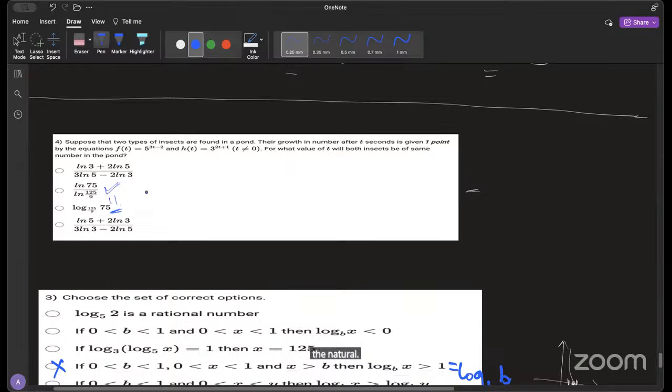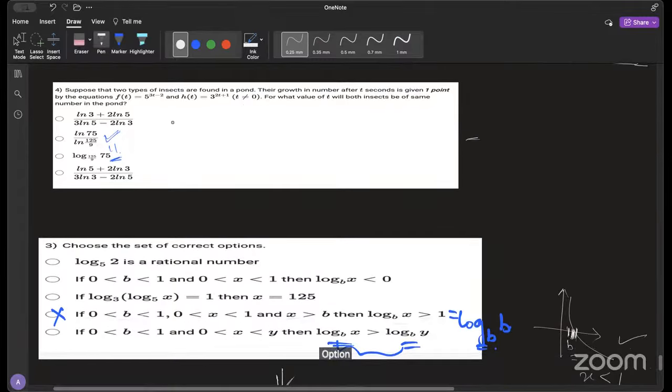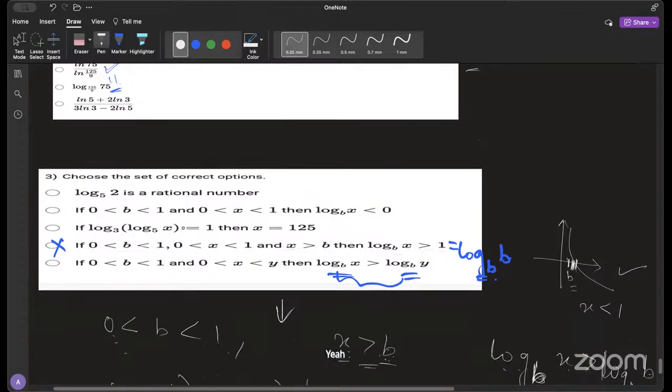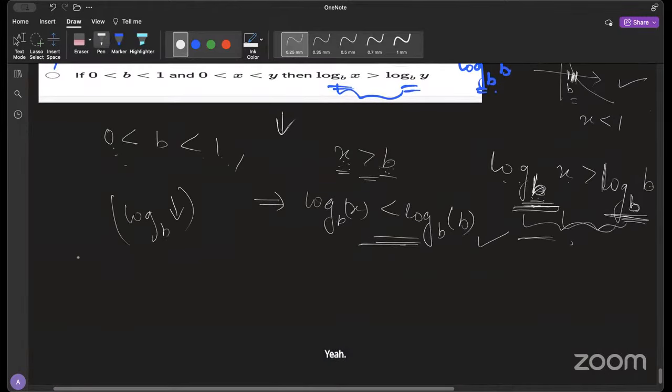Okay, never mind. I got it. Thank you. Okay. These two are basically just the same thing written in a different manner. Option B and option C. Yeah. Okay. Anything else?